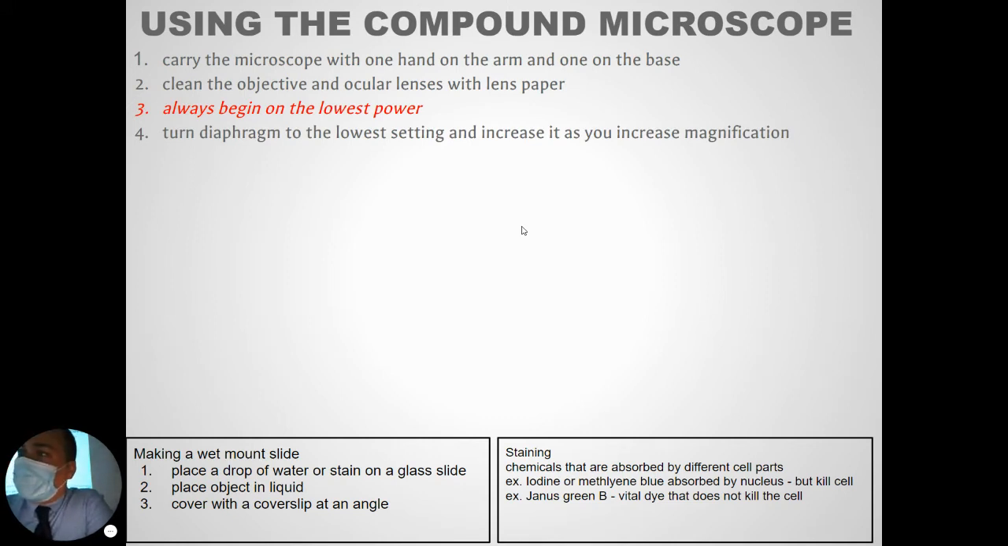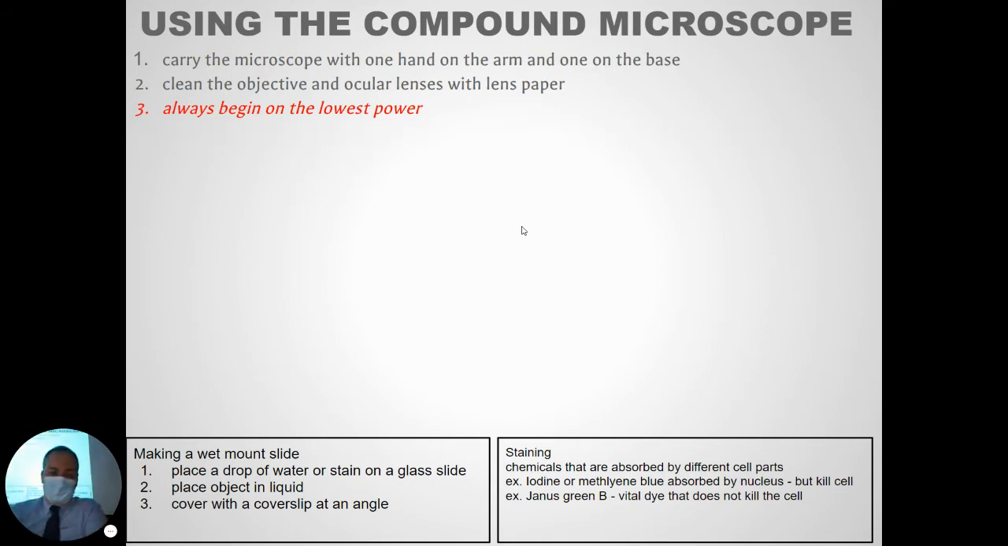There's a dial here which changes the amount of light. The diaphragm works because there's a little plastic piece under there with holes of different sizes. One of those holes is really small and doesn't allow a lot of light through. One of them is larger and allows more light to come through. So you always want to start with the lowest setting, and you can increase it because as you zoom in, you need more light.